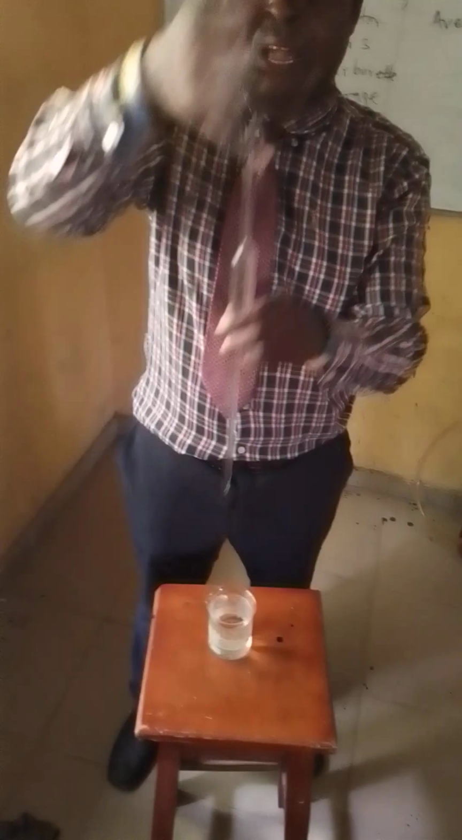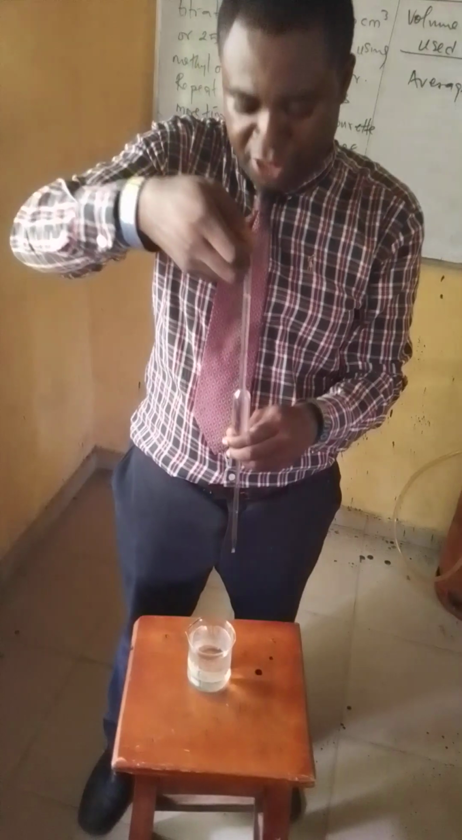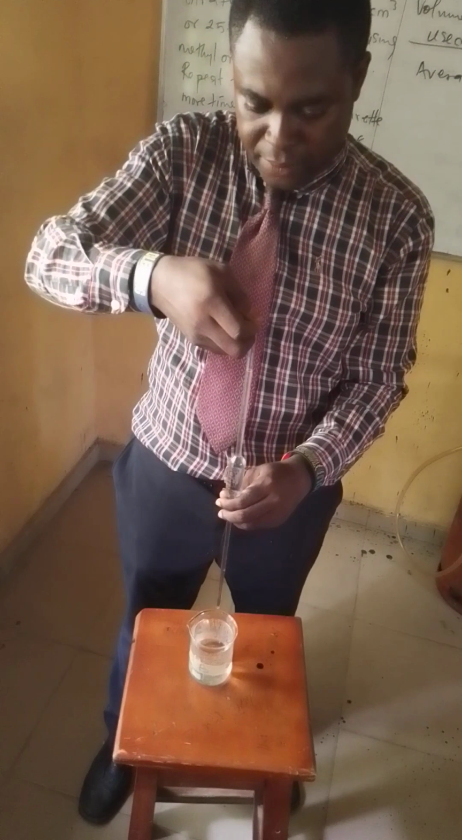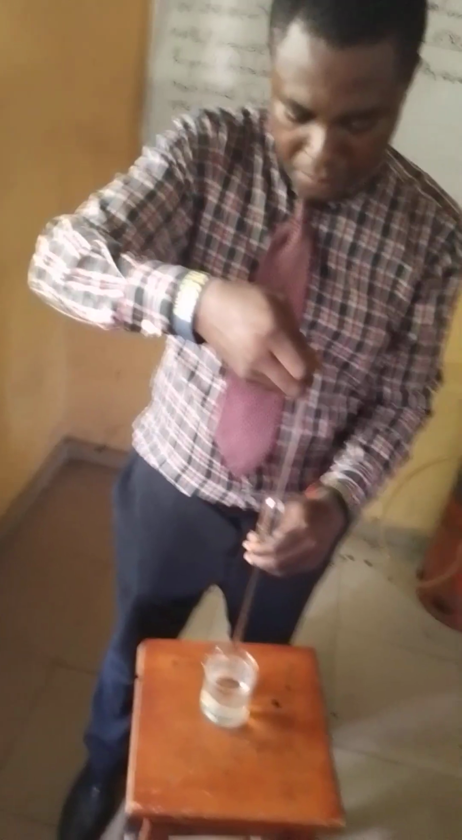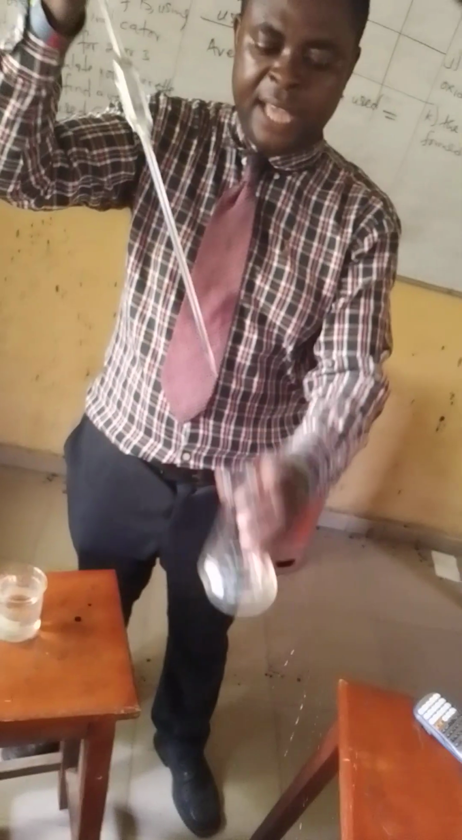So I've transferred it now. I will now be adjusting it until it goes to that ring. Okay. Then I'll take my conical flask. I will release it inside it.